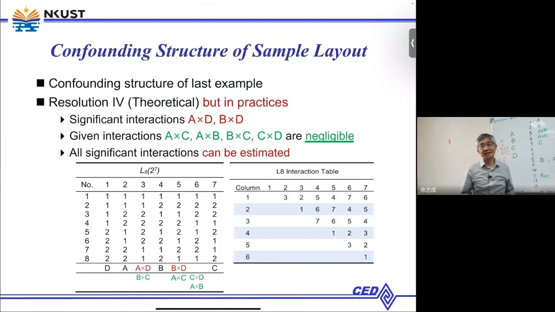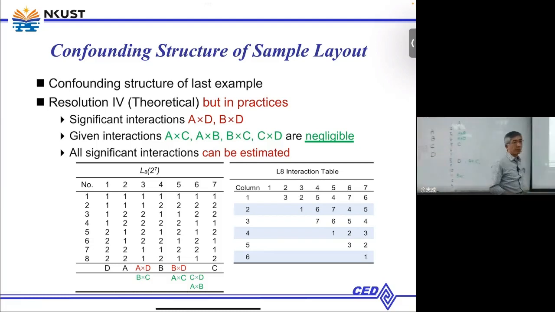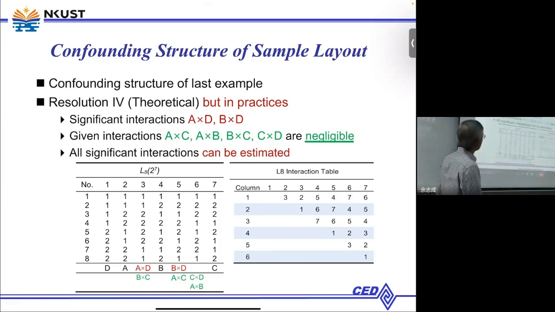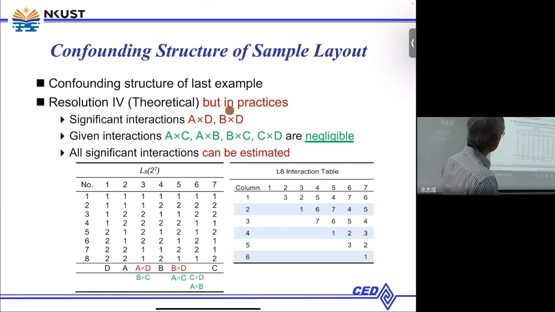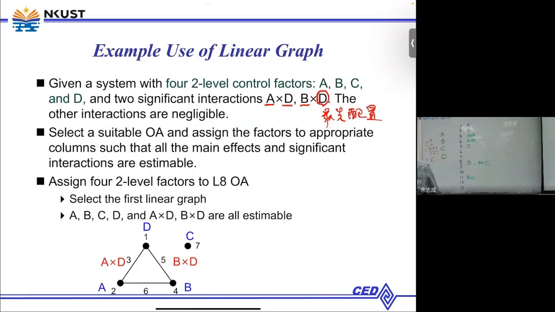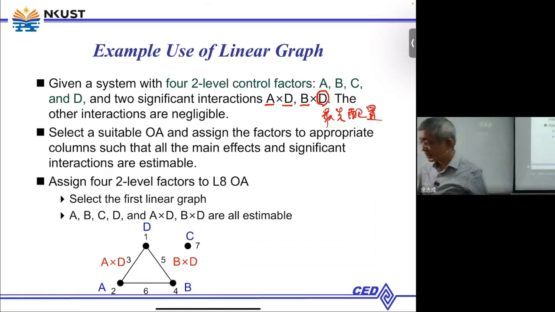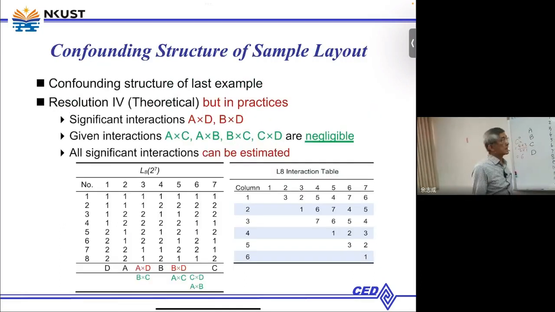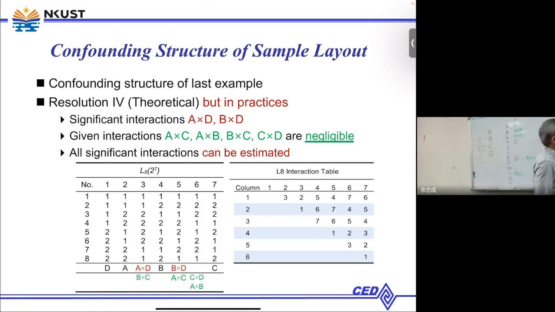Let's double check the confounding structures for this experimental design. We assign, as I mentioned here, A in column 2, right? Am I right? Okay, let's double check. We'll put A in column 2, B in column 4, C in column 7, D in column 1. And let's try to analyze the confounding structure for this arrangement, and we put it here.